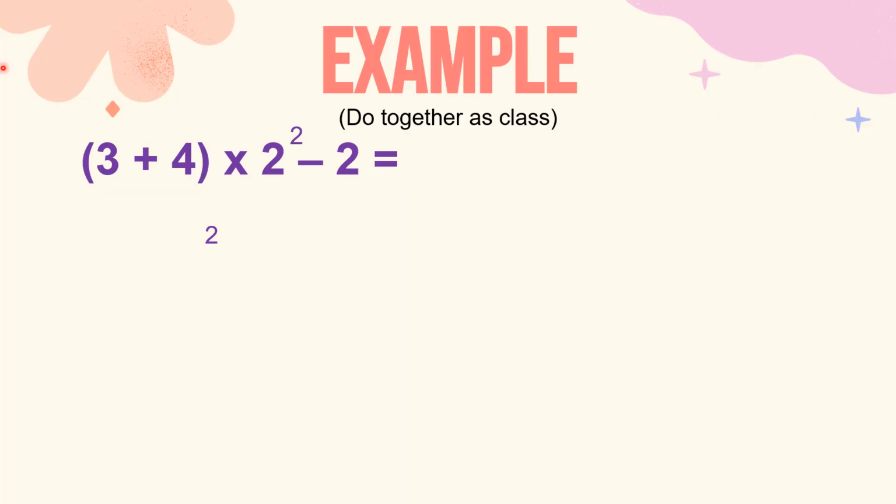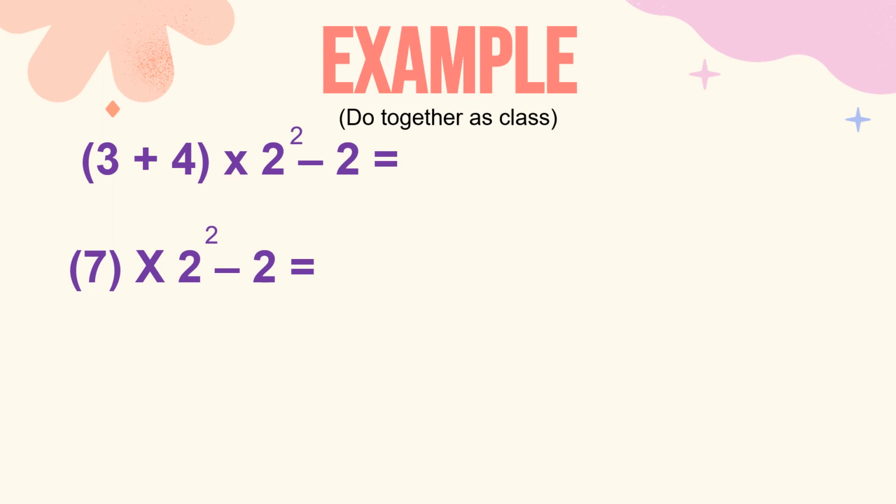So let's move on and let's do an example together as a class. So we have in parentheses 3 plus 4, times 2 squared, minus 2. What is it? The first step is what? Following PEMDAS, our first step is parentheses. So inside our parentheses is 3 plus 4. So that is what we are going to do first. So we have 3 plus 4 is 7, times 2 squared, minus 2.